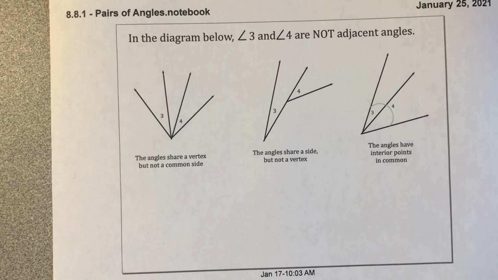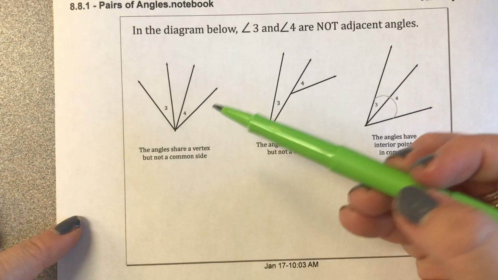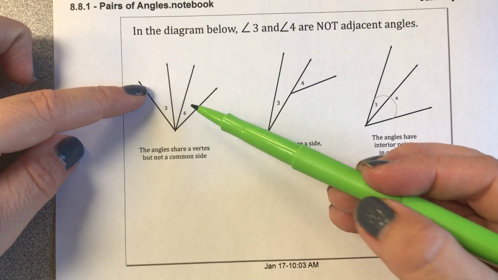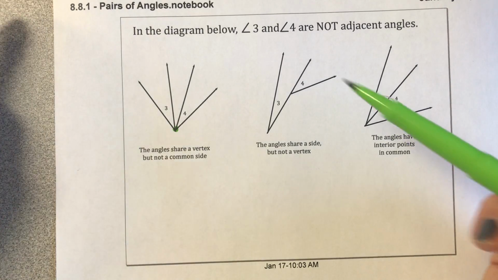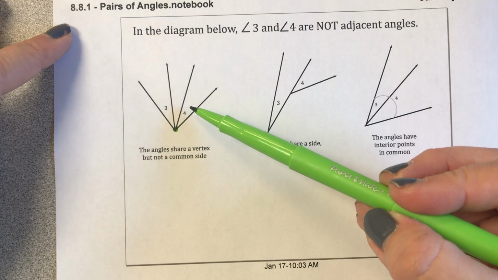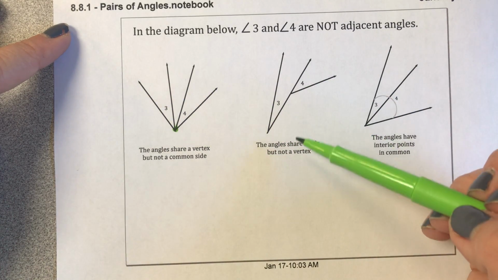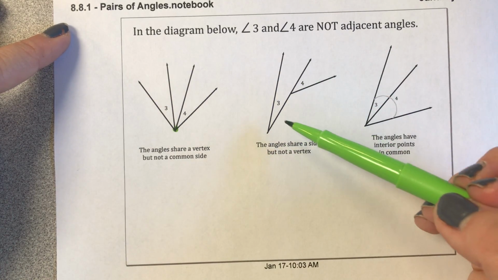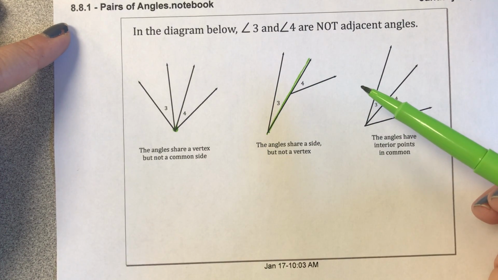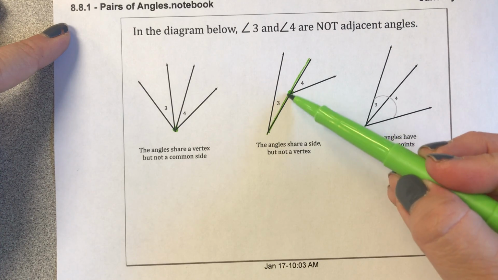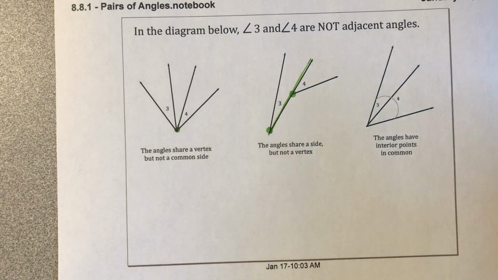And there's a couple things that are not adjacent. The first is like here, angle 3 and 4. They have this common vertex, but they don't have a side in common, right? Angle 3 is here, angle 4 is here. There's no side that they share. If you look at this middle one, angle 3 and angle 4, they have the common side, but do they have a common vertex? No. Here's the vertex of 4, here's the vertex of 3, not a common vertex.